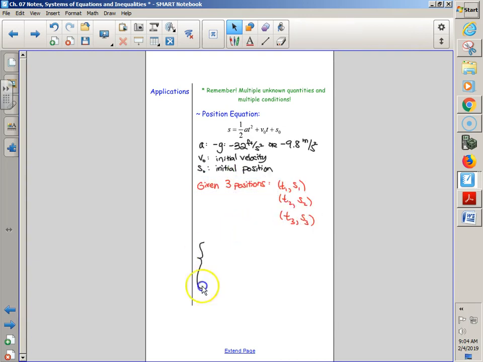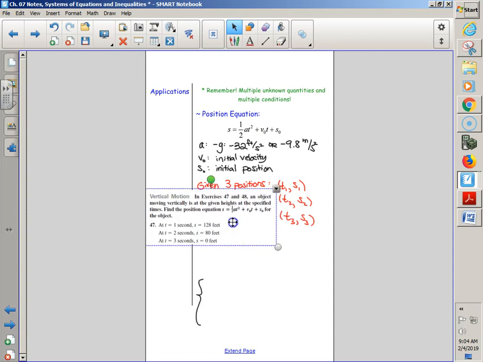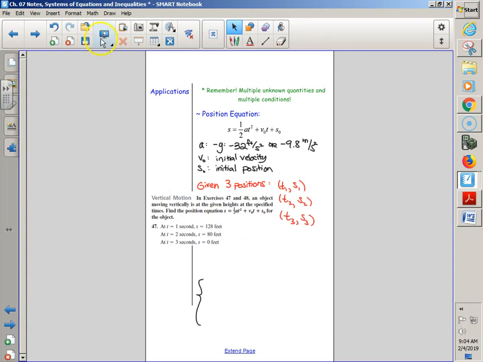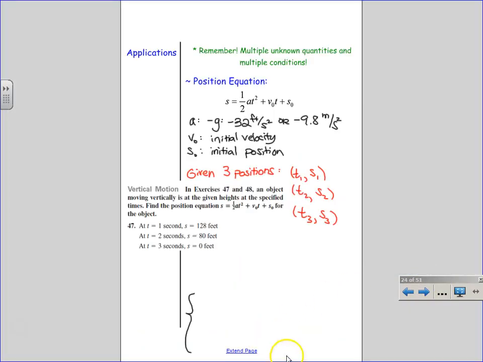Given 3 positions, what do we get? So taking this example for number 47, I apologize. Our 3 clues that they gave us were the following. Our 3 clues were 3 different positions. 1, 128, 2, 80, and 3, 0. Just like with the parabola, they gave us 3 clues.